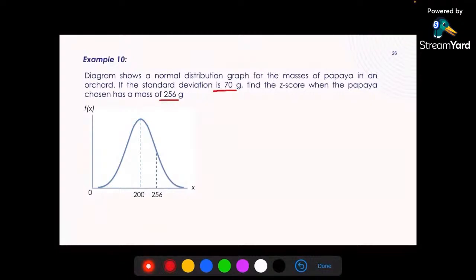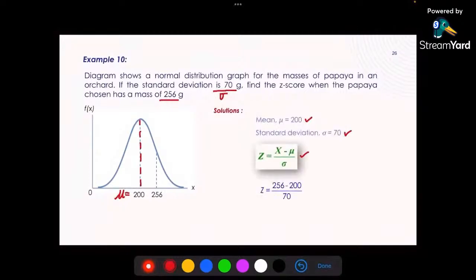So kita nampak again, we can see that yang tengah ni, the value here tengah ni mencerminkan dia punya mean. Right? This one is sigma. So masukkan dalam formula. Mean adalah 200, standard deviation adalah 70 and you were asked to find the z-score using this formula. Masukkan z adalah 256 minus 200 over 70. Okay, you get 0.8. Okay, next question.